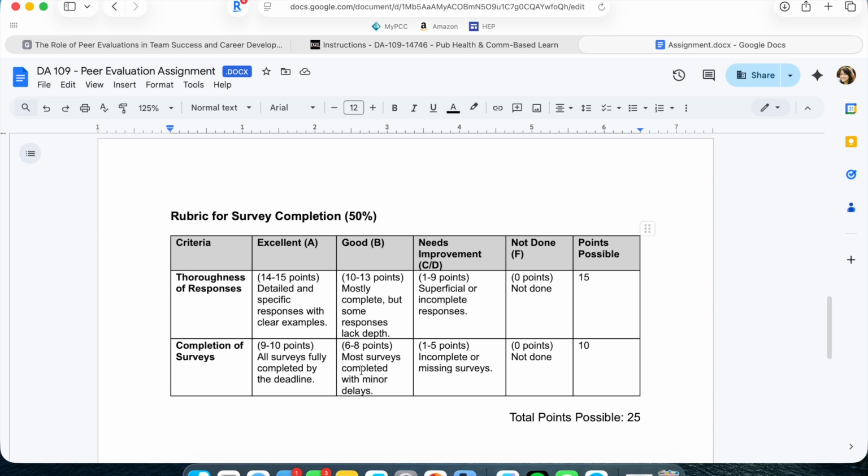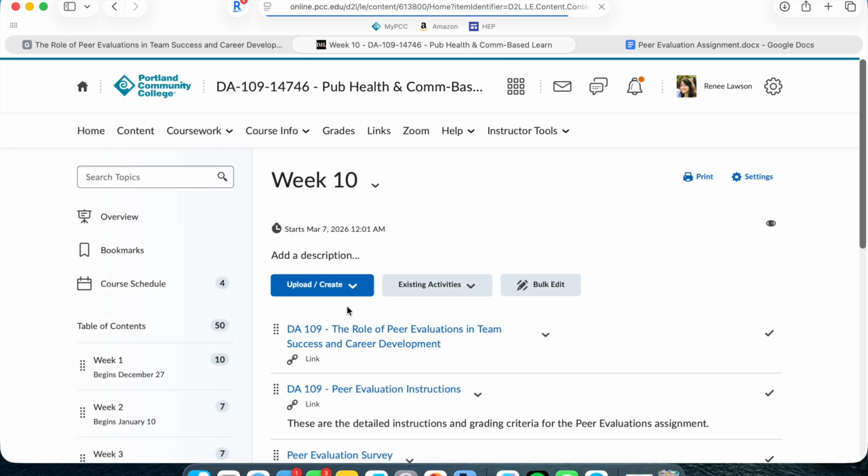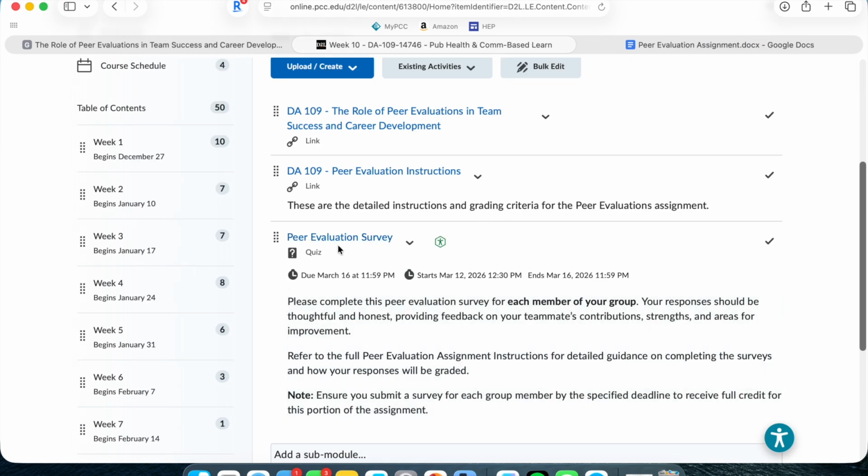There is a little rubric down here for survey completion, so you can take a look at that. That's how I grade the actual surveys that you complete. All right, so then let's go ahead and take a look at the actual survey that you're going to do. So this is the peer evaluation survey.